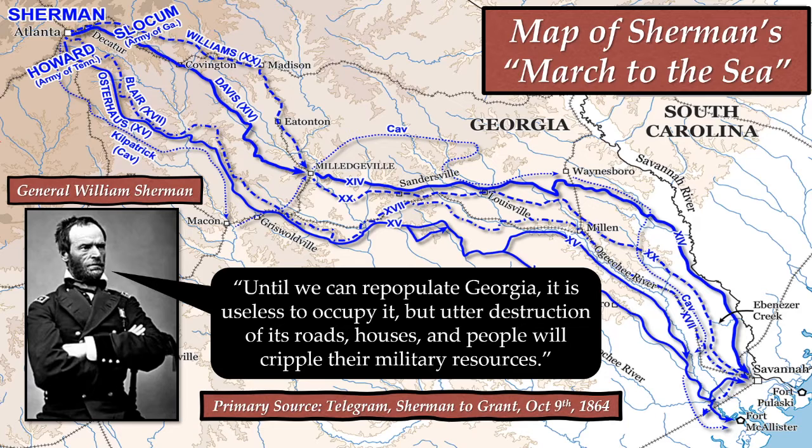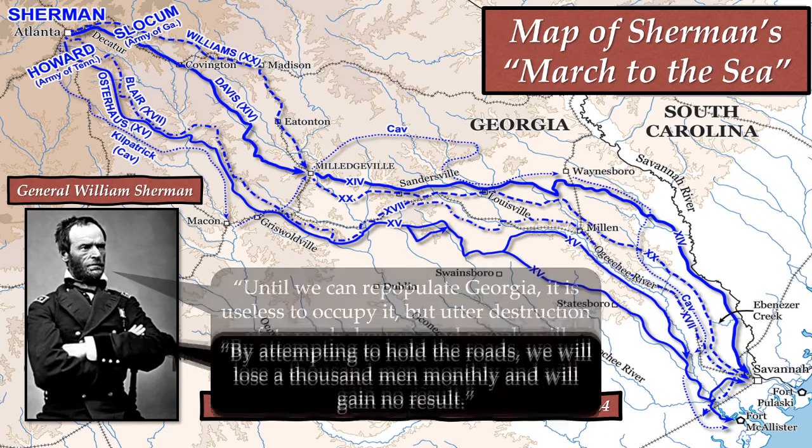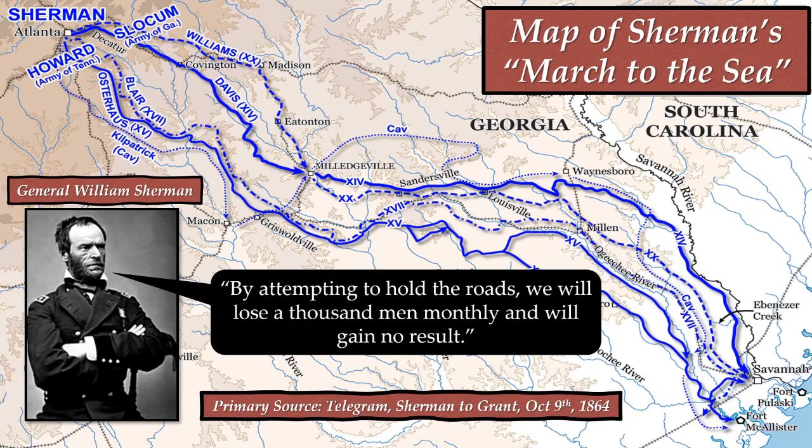Until we can repopulate Georgia, it is useless to occupy it. But utter destruction of its roads, houses, and people will cripple their military resources. He says we don't need to hold Georgia as a territory to defend. Let's just destroy it to cripple the military of the Confederacy. And he says if we try to defend it and hold this land, we will lose 1,000 men monthly and will gain no result. He said there's no reason for us just to hold the state because we're going to have to deal with guerrillas.